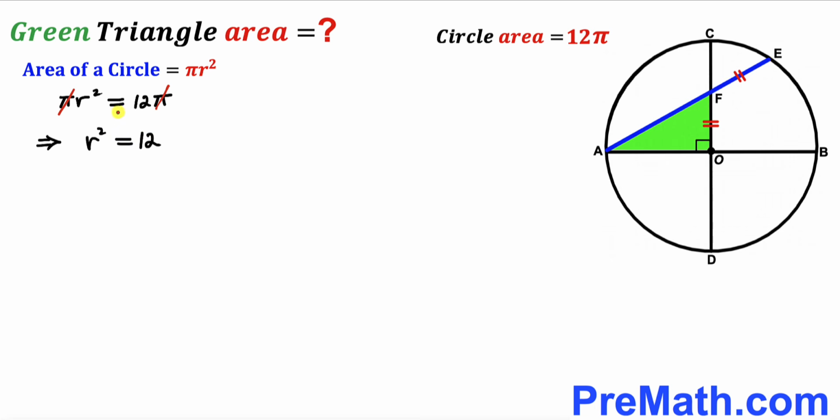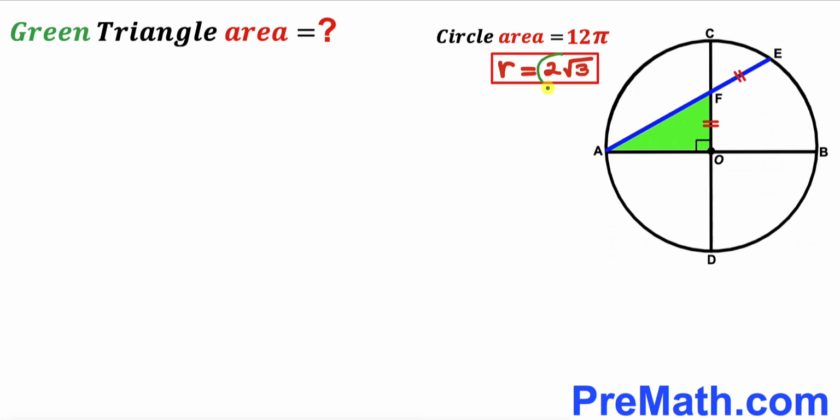Now I'm going to undo this square by taking the square root on both sides. So our radius r simply turns out to be 2 times the square root of 3 units. Thus the radius of this circle is 2√3. So I'm going to label this AO length as 2√3, the radius.